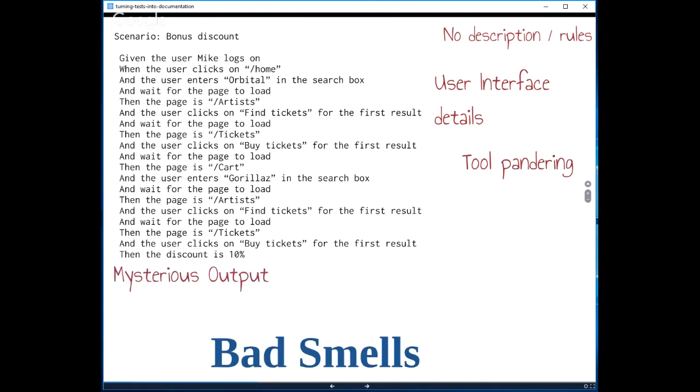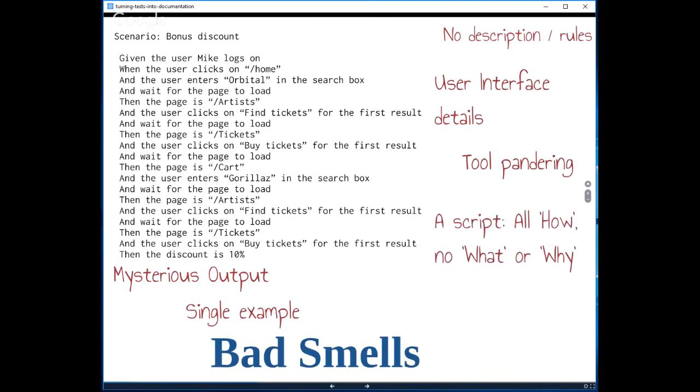It's also got this mysterious output, where we see our expected result of a 10% discount as the final "then", but we've got no idea what it was about the previous steps that actually led to this. And that's primarily because this is just a single example. There are no counterexamples for us to compare against. In essence, the whole of this page is just a script. It's a sequence of actions describing how a test might work, but it's got no useful information on what we're testing or why we get the discount.